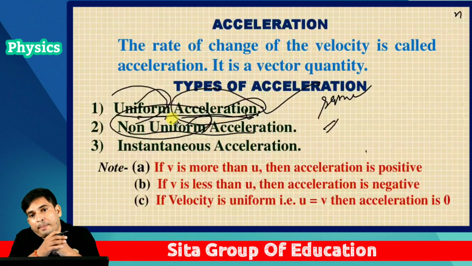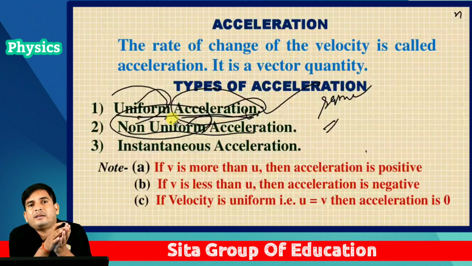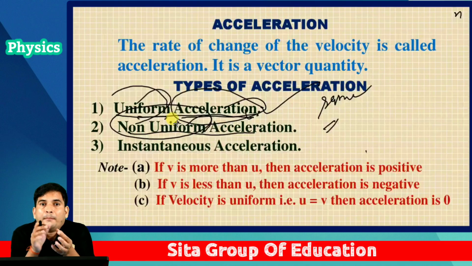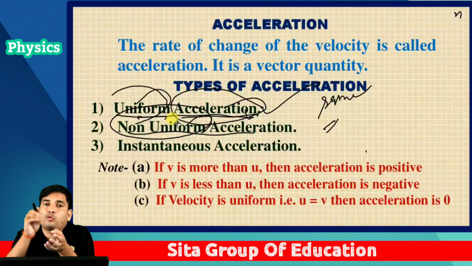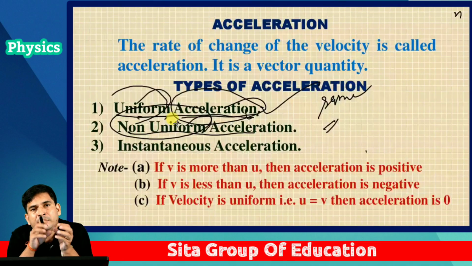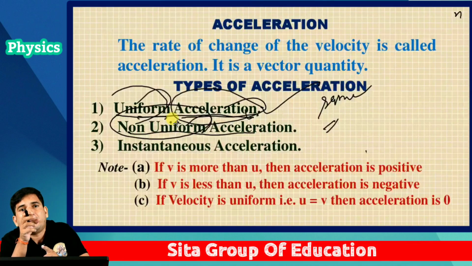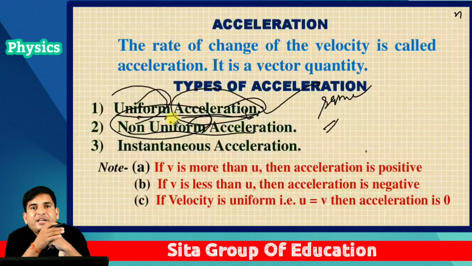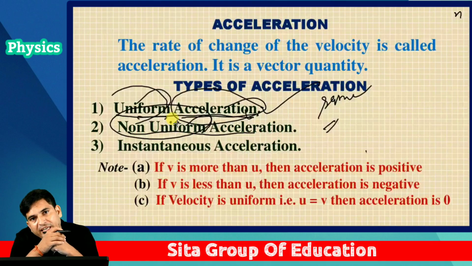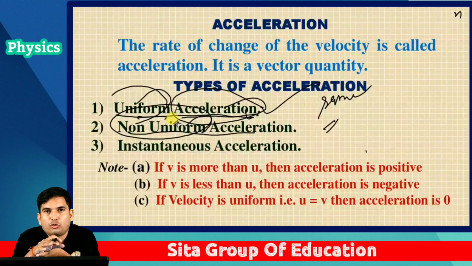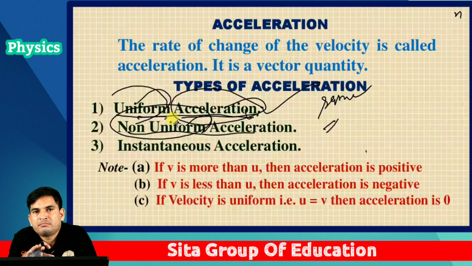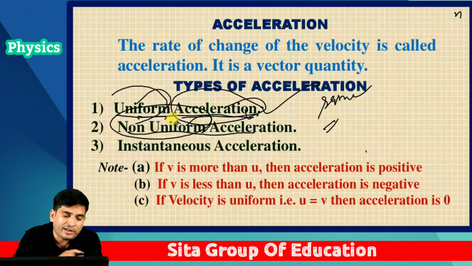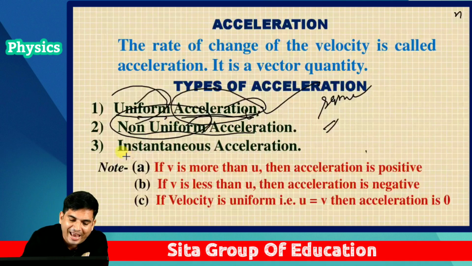Different in an equal interval of time, there is a change, but a different change in each and every equal interval of time. It means you can say that in a unit time interval there is a different change in the velocity. Such type of acceleration is known as non-uniform acceleration. Is it clear?